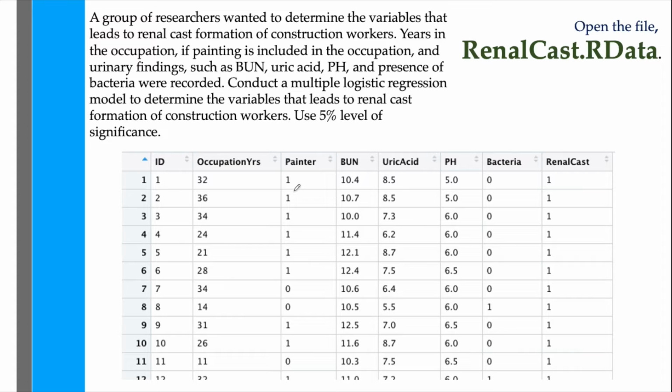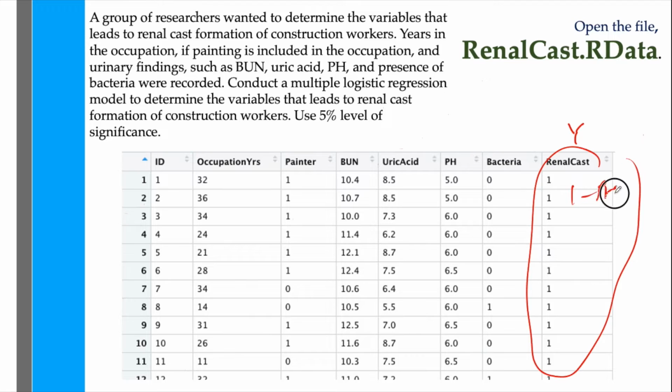Next, let's have the RenalCast.RData. This is about a group of researchers who wanted to determine the variables that lead to renal cast formation. So our dependent variable here is the renal cast. So as we can see, this is coded as 1 if present and 0 if not.